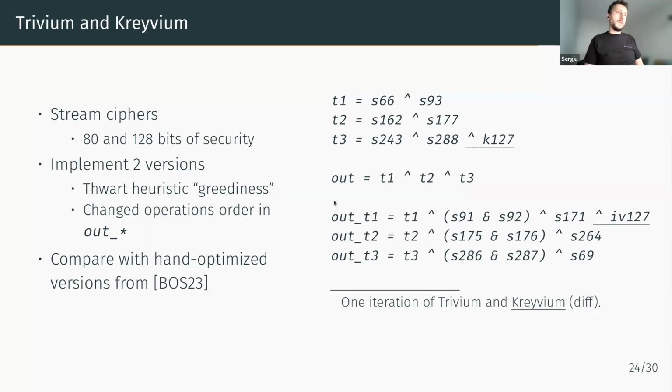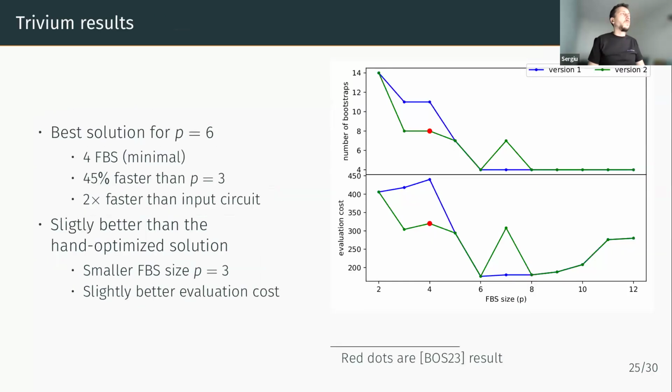And we compared this result of our heuristic to the hand-optimized versions from the literature. So for Trivium, the best solution is obtained for functional bootstrapping size 6. It uses only 4 bootstrappings, which is the minimum because it's the number of outputs of the circuit. It's faster than the literature case of P equals 3 and 2 times faster than the input circuit.